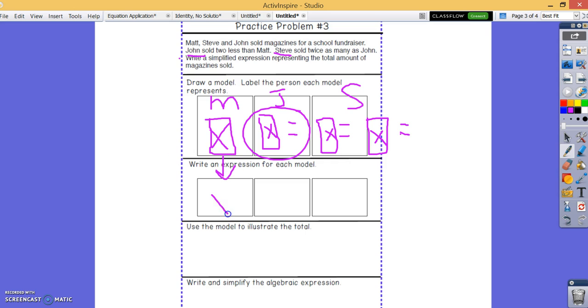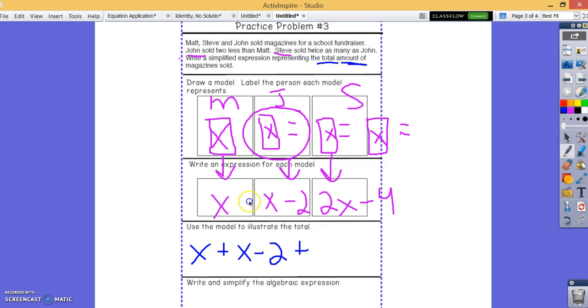All right, so we want to know how many magazines were sold total, and so we're going to go ahead and drop this down. We've got x minus 2, or you could say x plus negative 2. We know minus and plus negative are the same. And then here we have 2 x's, so 2x, and then we have 4 negatives, so minus 4 or plus negative 4. Now what I'm going to do next is set this up with a plus sign in between each because we want the total magazines sold. So x plus x minus 2 plus 2x minus 4.